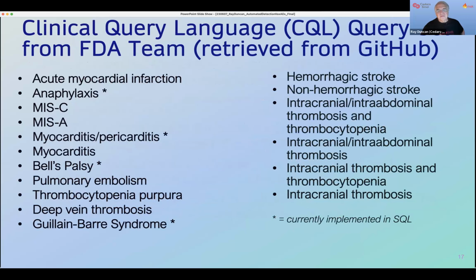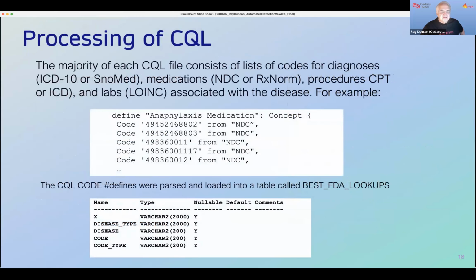So there were, the FDA supplied us with 16 different CQL queries for different conditions. And initially we implemented 4 of them: anaphylaxis, myocarditis, pericarditis, Bell's palsy, and Guillain-Barré syndrome. So you can see here just some little snippets from clinical query language. For the most part, it consists of long lists of codes, which we parsed and loaded into a database table.